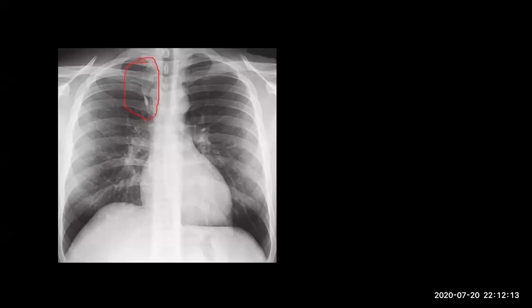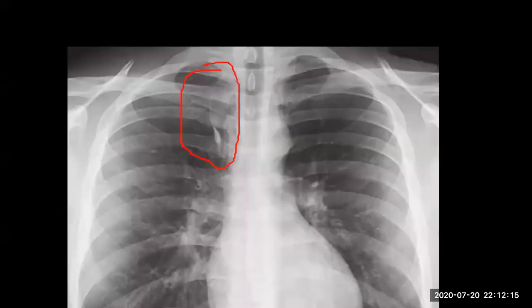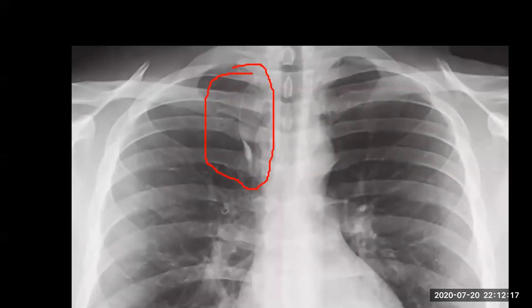Okay, in that area, how many layers in the azygous fissure? Four layers. Two parietal and two visceral.